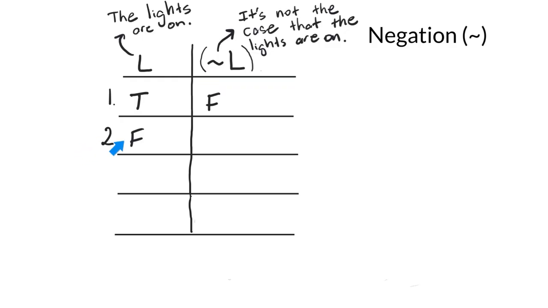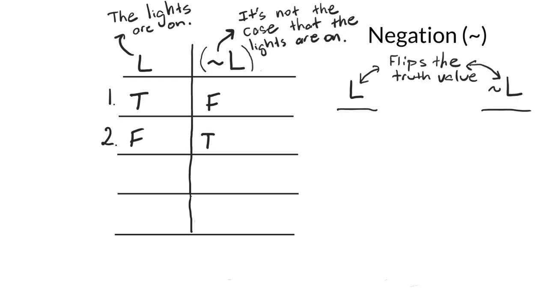So let's look at row 2. Row 2 says it's false that the lights are on. So if it's false that the lights are on, what's the truth value of it's not the case that the lights are on? Well, it's true. And we're going to put that right underneath the tilde, since that's the main operator for the sentence. So it's really easy to get tongue-tied and confused with the tilde, especially when we say something like in row 1 here under the negated L, that it's false that it's not the case that the lights are on. That can start to give you a headache.